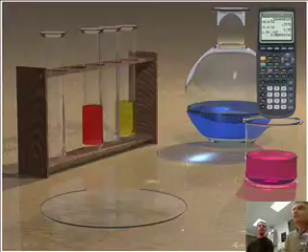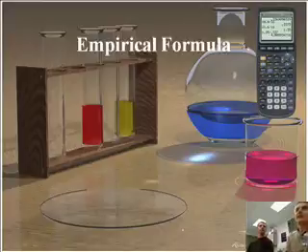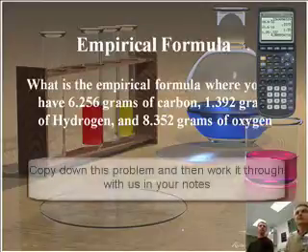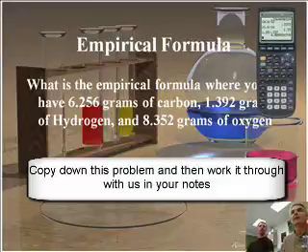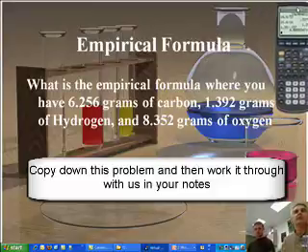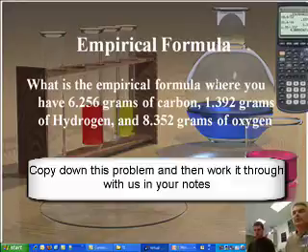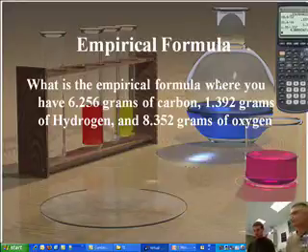This would be an interesting chemical. I think we might have seen this chemical before. What is the empirical formula? All right. When you have 6.256 grams of carbon, 1.392 grams of hydrogen, and 8.352 grams of oxygen.